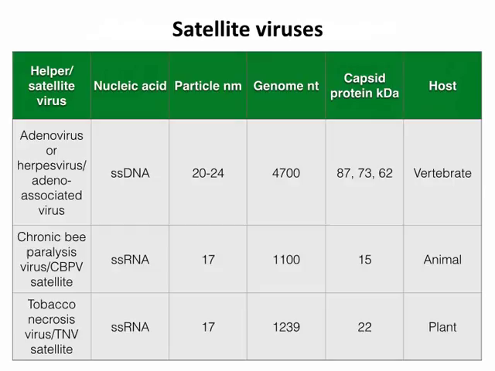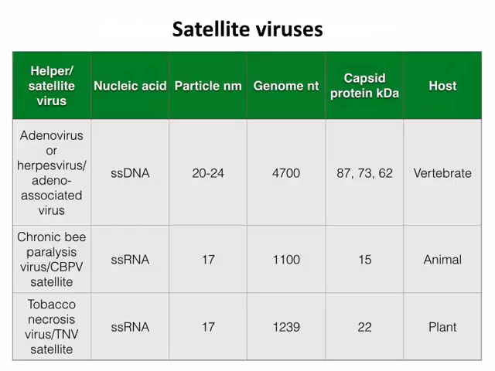These are single-stranded DNA viruses, satellites, I should say. This is the size of the particle. The genome is 4,700 nucleotides. It encodes a couple of capsid proteins, and these infect vertebrates. So adeno-associated viruses like canine parvovirus, that we talked about last time, adeno-associated virus vectors. These are used in gene therapy, as we'll see later. And you need to always have a helper virus to make these vector preparations.